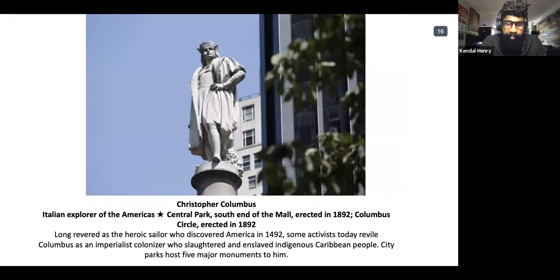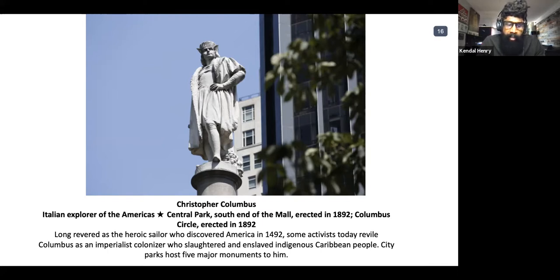Christopher Columbus, okay? Within New York, Columbus has a prominent location at the base of Central Park in his own Columbus Circle, which is the South End Mall. This piece was erected in 1829, and the circle itself in 1892. And the circle was recently renovated.